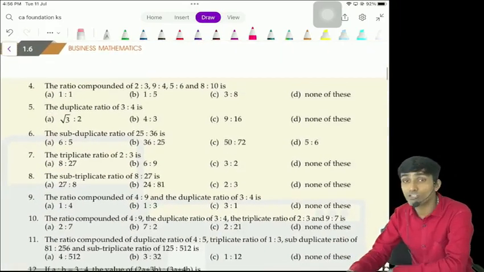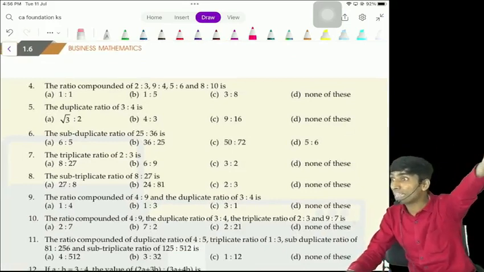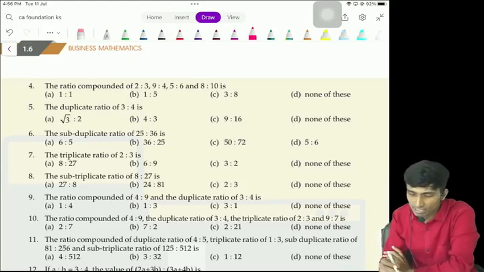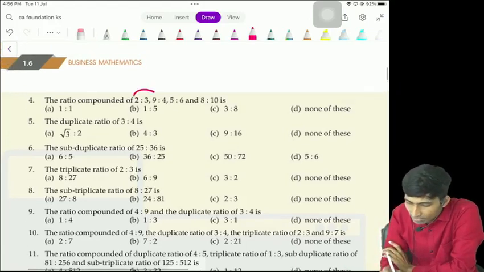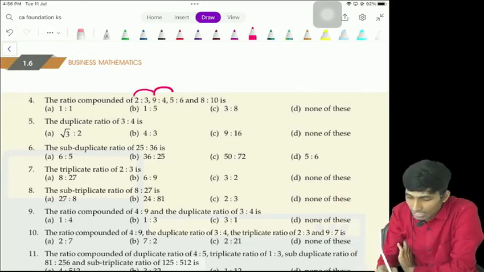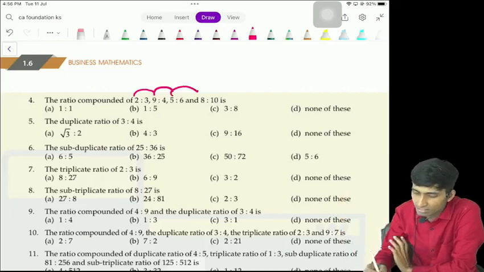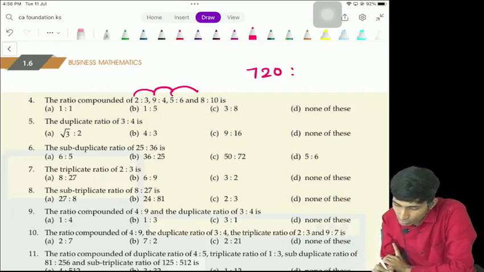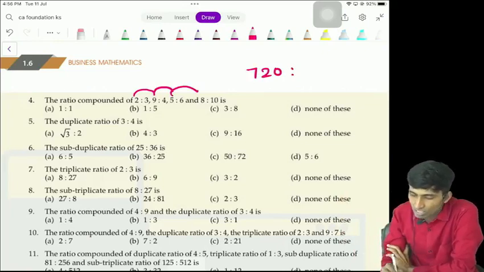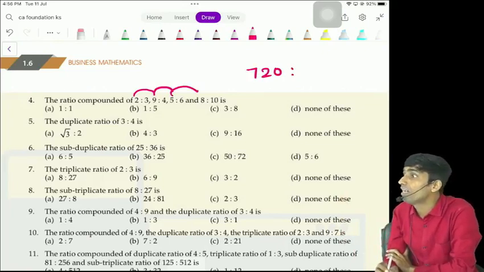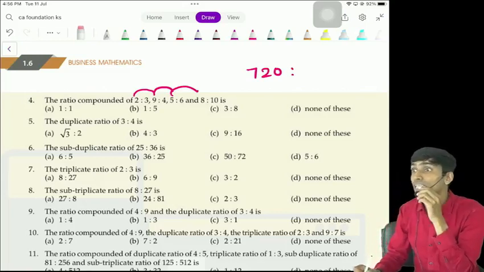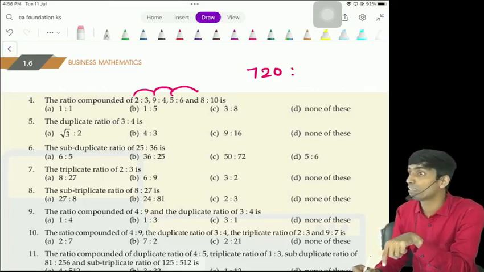The compound ratio. Compound means what? Multiplication. Numerator with numerator. So 2 nines are 18, 5 sixes are 90, 7 eights are... Where is 7 by 20? Nowhere. One thing, listen, one minute. If you don't know the tables, why am I teaching this? Many people don't know the tables.